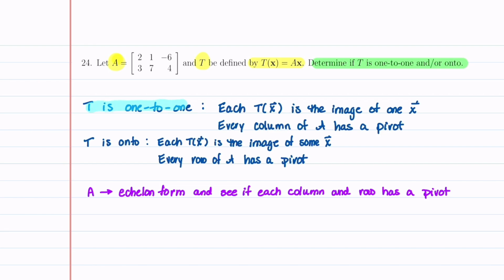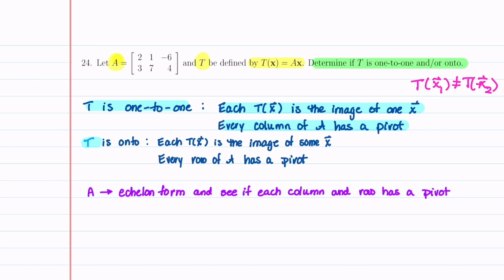A transformation is 1-to-1 if each T of X is the image of one X. This just means that every T of X is unique. We can think of this as T of x1 cannot be equal to T of x2. So each transformation is the image of one X, so we can't have two transformations that are the same. The way that we can determine this by looking at a matrix is a transformation will be 1-to-1 if every column of A has a pivot.